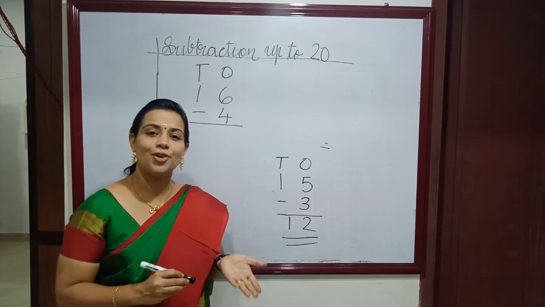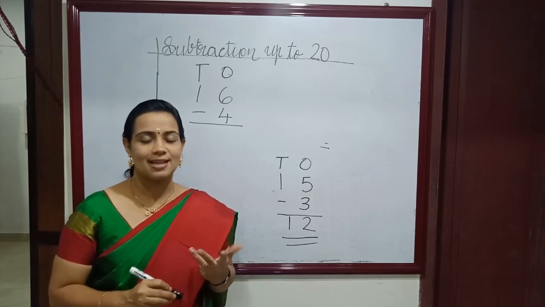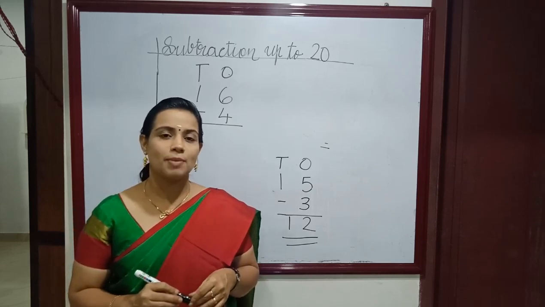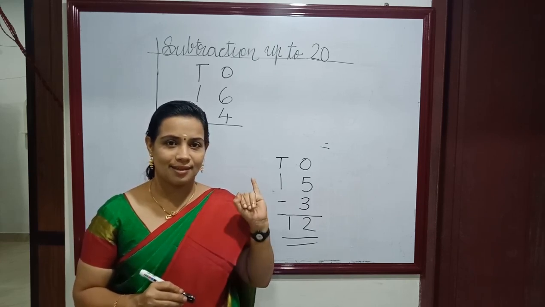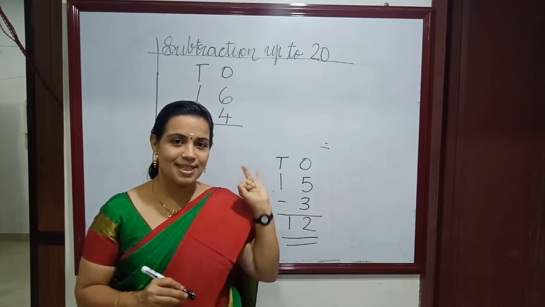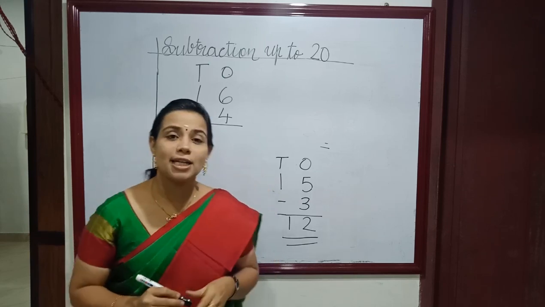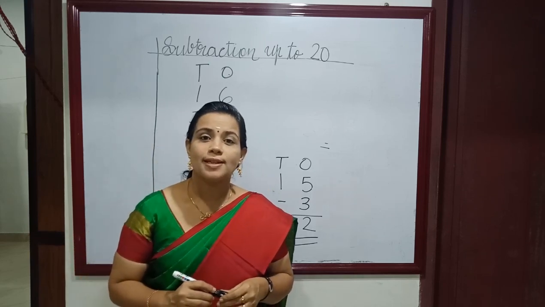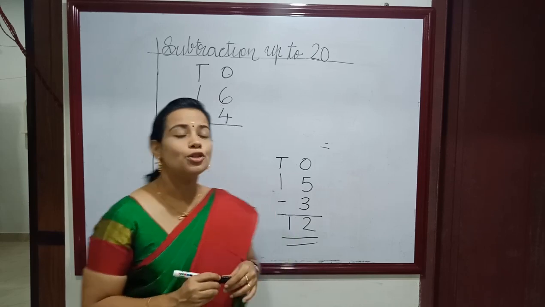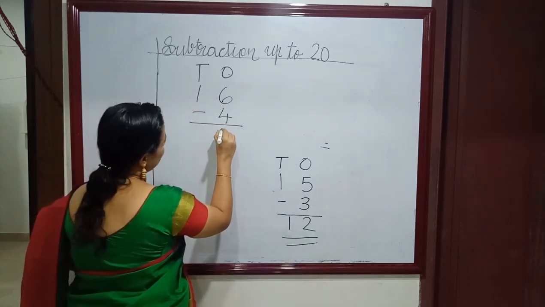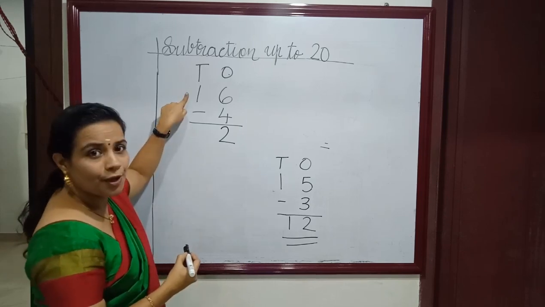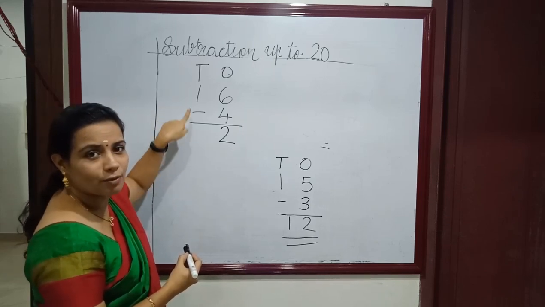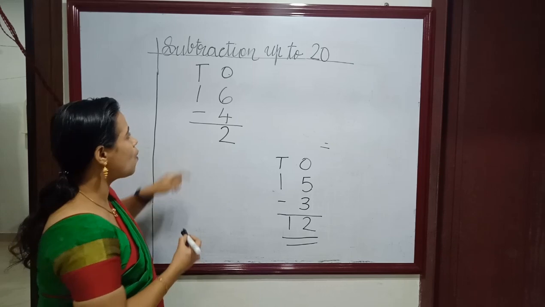So what do we do? Count after 4 up to 6. Yes. 5, 6. So 6 minus 4 is equal to 2. We have to write 2 in the ones place. Then what do we do? Bring down 1.